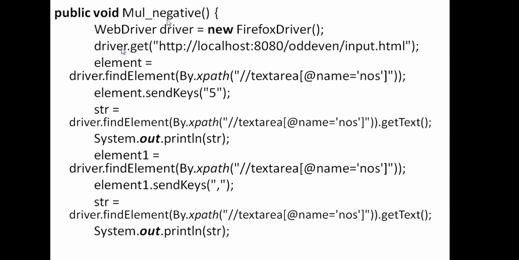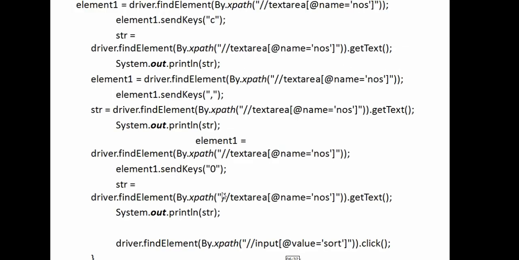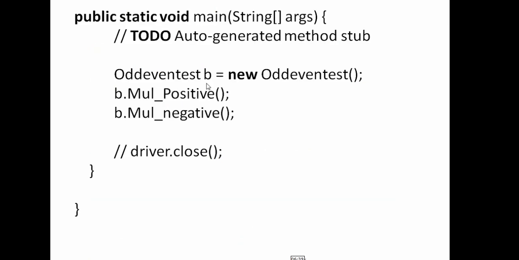Now this is another function, multiply negative. Again I have created the second instance of the Firefox driver. Again I have passed the URL of this HTML page of the dynamic web project, and I have passed here the number 5 comma, here I want to do the negative testing, so I have passed the character C here, comma 0. So 5 comma C comma 0 values I have passed here, and on click it should do the testing for the negative part.